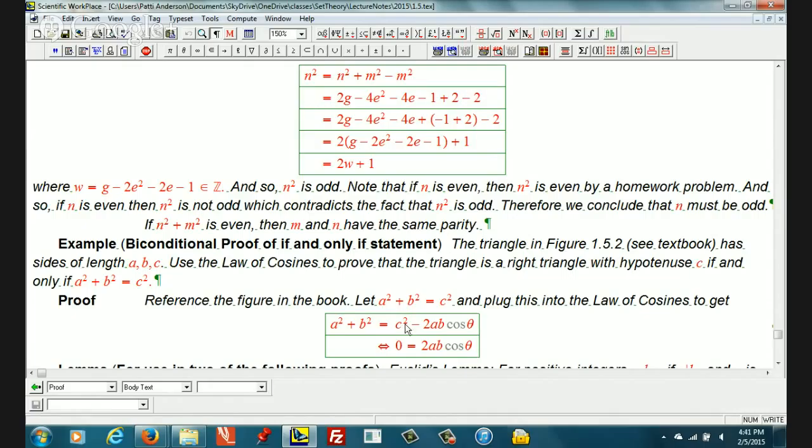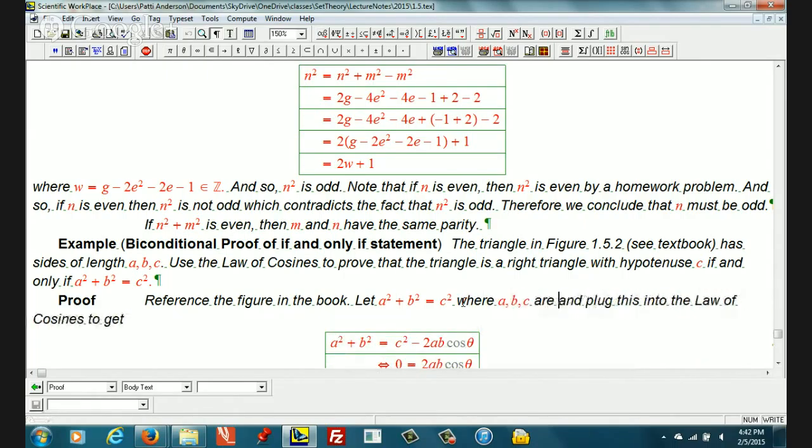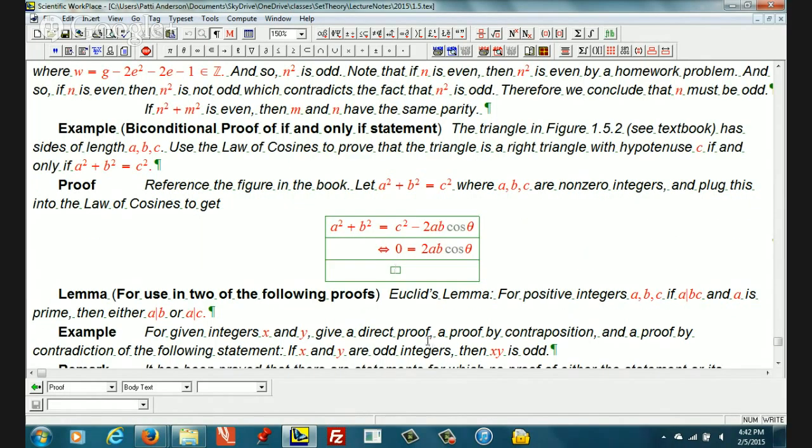You guys see that? That's what this if and only if arrow says. You can go either direction. You start up here and get down here. You can start down here and get to up there. But we're assuming that a, b, and c are non-zero integers. So what does that tell you right here? That 2ab cannot be 0. So that tells you cosine theta has to be equal to 0.